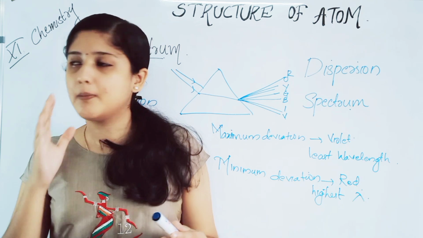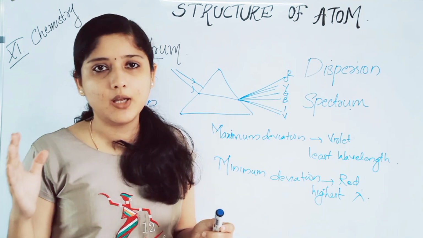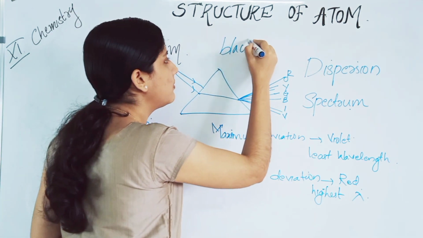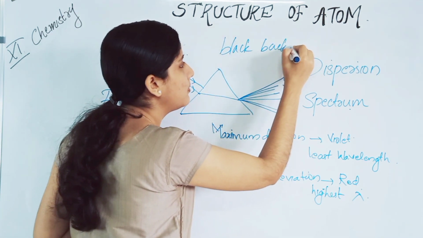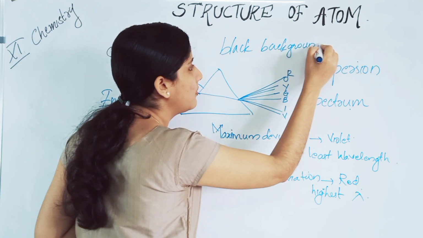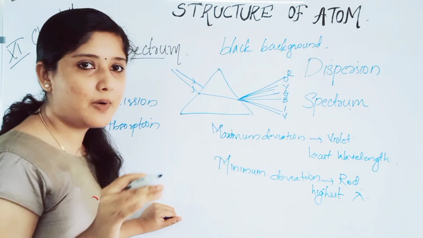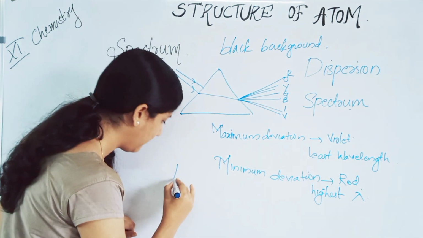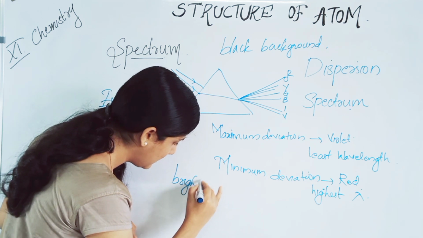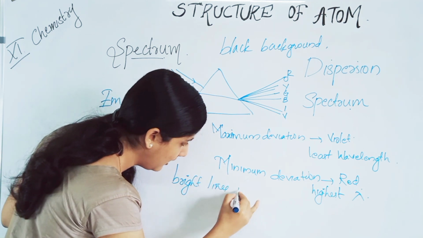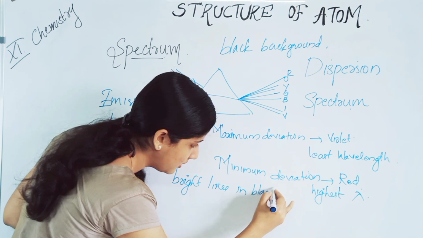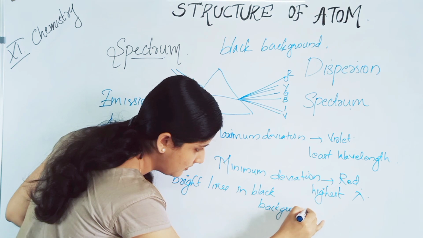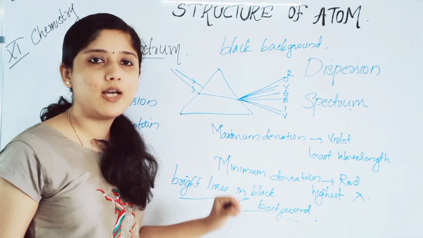We will have bright colors in the black background. We will obtain bright bands or bright lines in a black background. And they are called the emission spectrum.